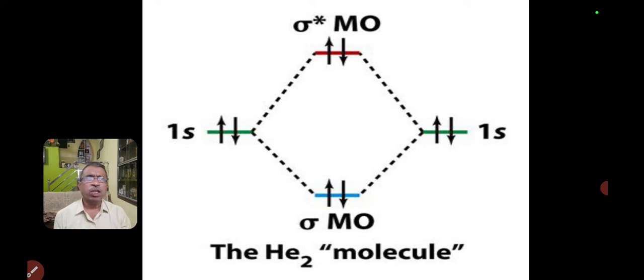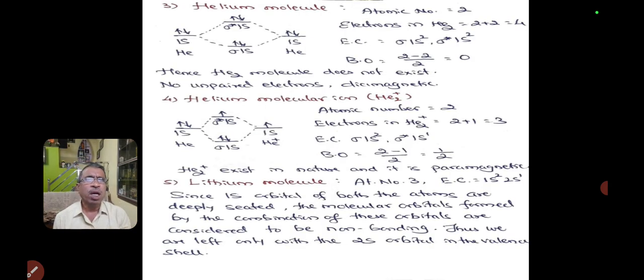In the helium molecule, each helium atom contains 2 electrons. Therefore, total electrons in helium is 4. Out of the 4, 2 electrons reside in the bonding molecular orbital and 2 electrons in the anti-bonding molecular orbital. Hence, the molecular electronic configuration becomes sigma 1s2, sigma star 1s2. The bond order becomes (2 minus 2) divided by 2, which is 0. Hence, the helium molecule does not exist.